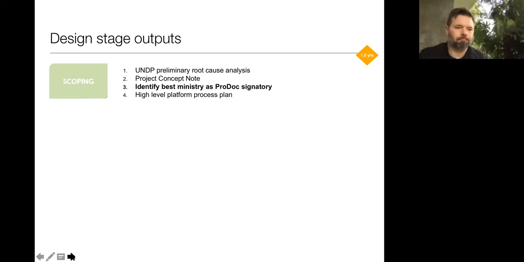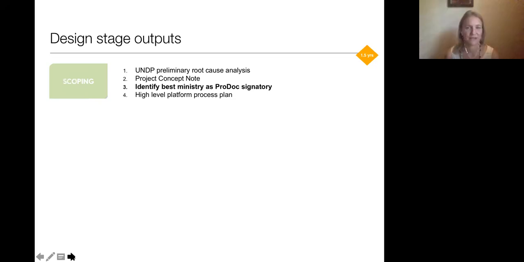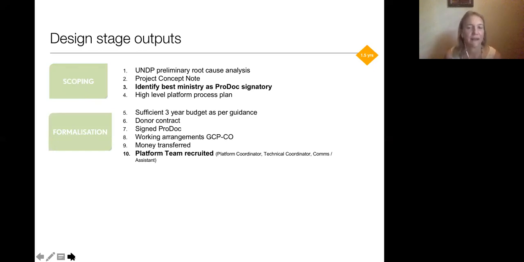Right. Great, thanks. Okay, so then we'll go from scoping now into formalizing the project. Here we have number 5, which is that you have a sufficient 3-year budget, and we provide guidance on that. So it's as per the guidance. We have a sufficient 3-year budget. So Celeste and your team, would you like to say why this is important?